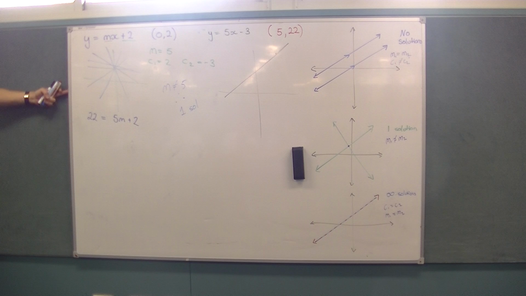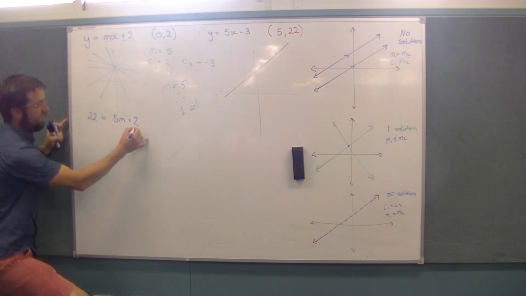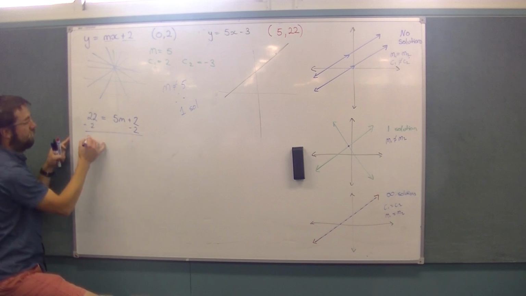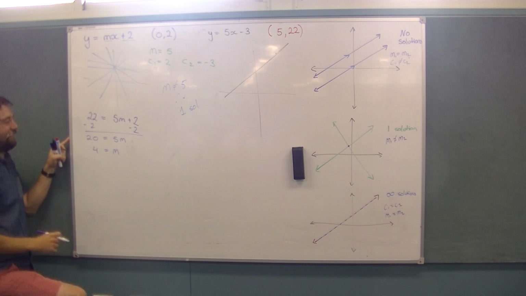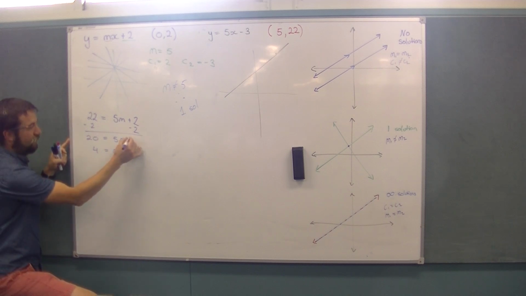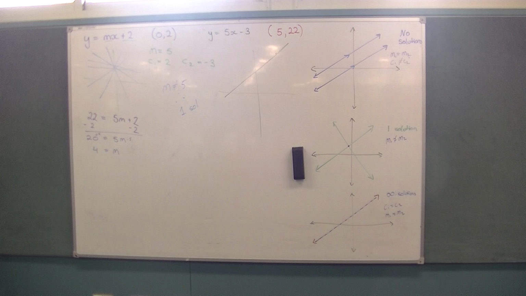Then you subtract 2 from each side. This is what you did, Annie. So you get 20 equals 5m. And divide each side by 5, and you're left with m equals 4. Who got confused here by looking at both equations and thinking you had to do something simultaneously? Yes, I just got confused. I don't know, I just got lost.